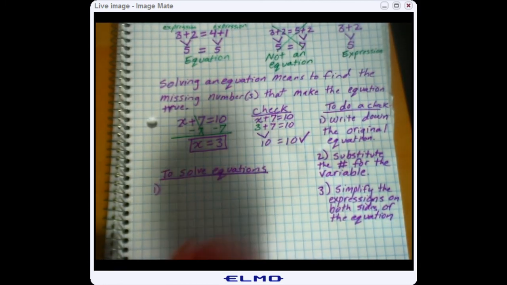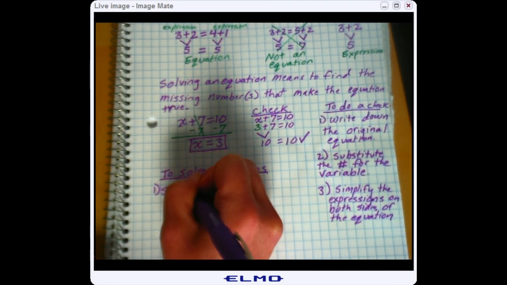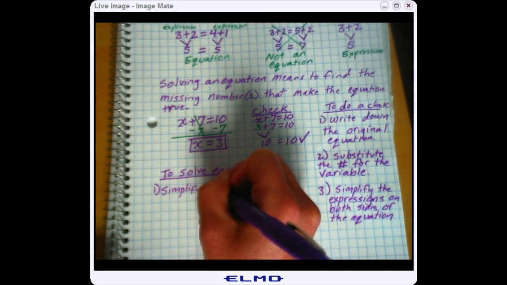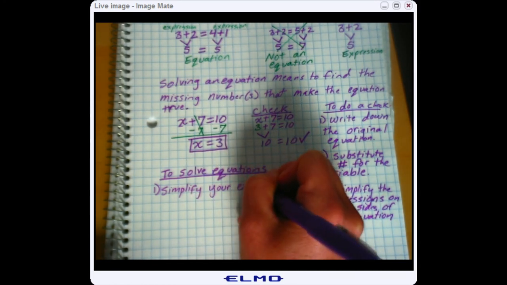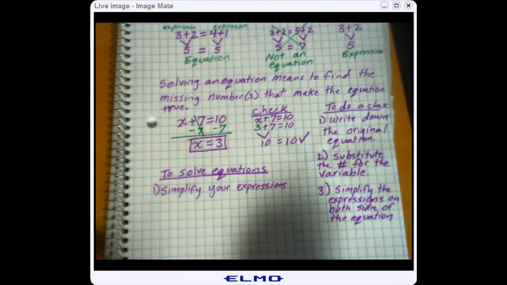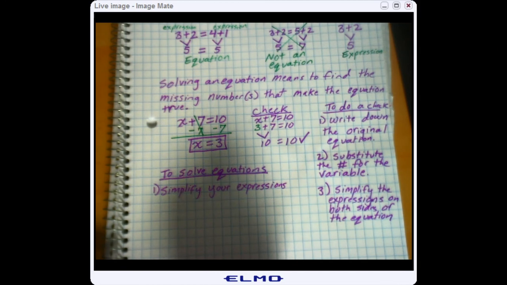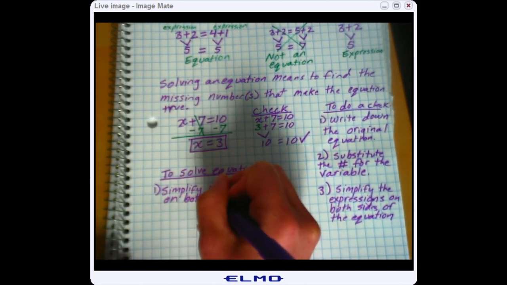So the first thing you're going to want to do is simplify your expressions on both sides of the equal sign. That means if there's distributive property, do your distributive property. If there's combining like terms, combine your like terms. So simplify on both sides of the equation.